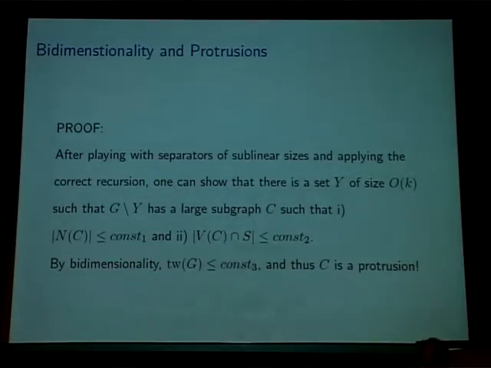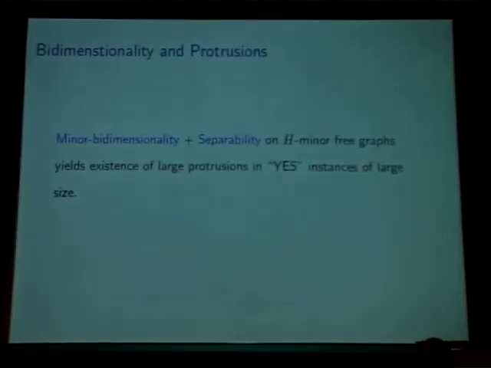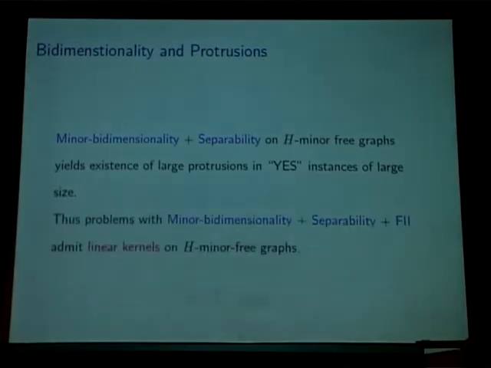Right? It's using again bidimensionality, which means that I have a protrusion. It communicates to the outer world via a constant amount of vertices. The tree width is also constant, right? We are happy, right? We have protrusion, we have kernel, we have everything. So minor bidimensionality plus separability on H-free graphs yields existence of large protrusion and yes instances, which means that we have kernels. So many problems which have these properties have linear kernels on H-free graphs.